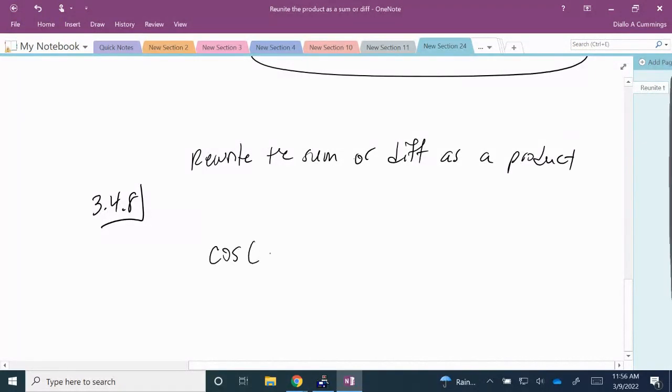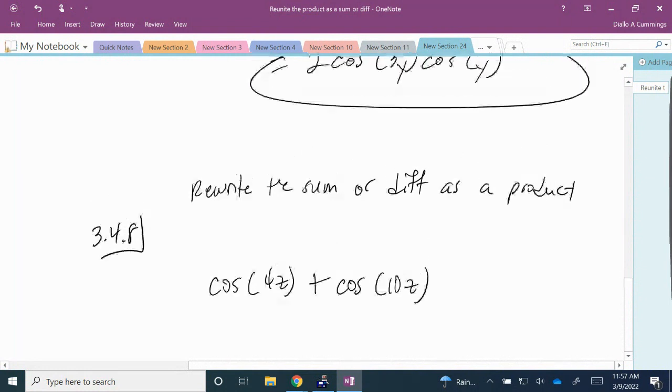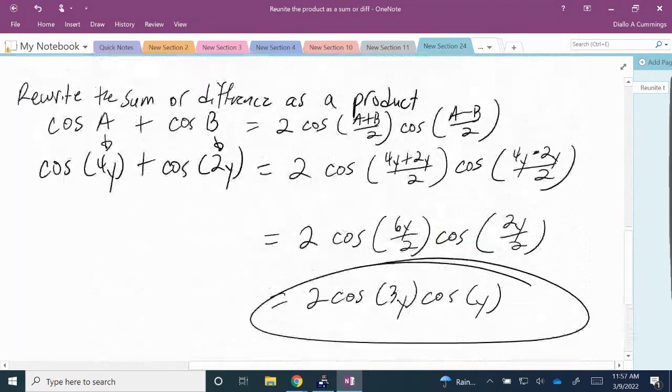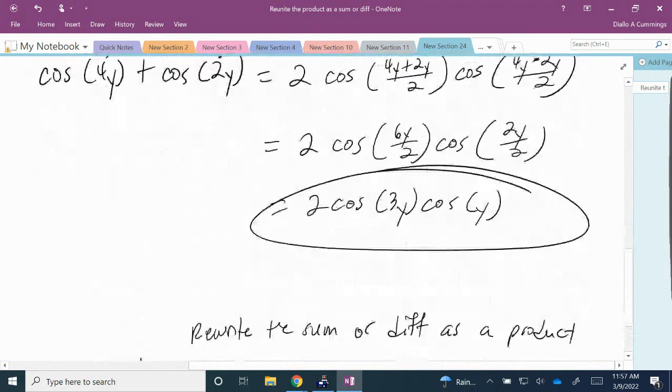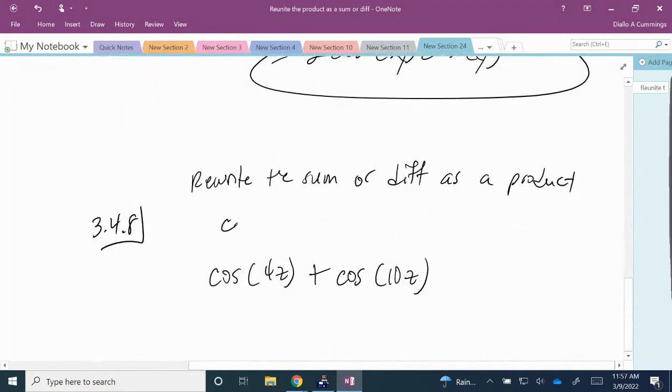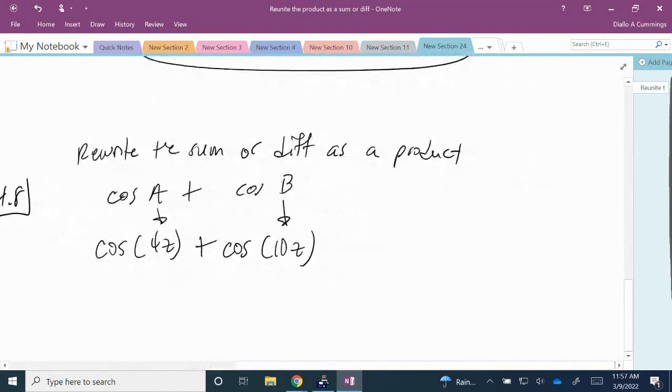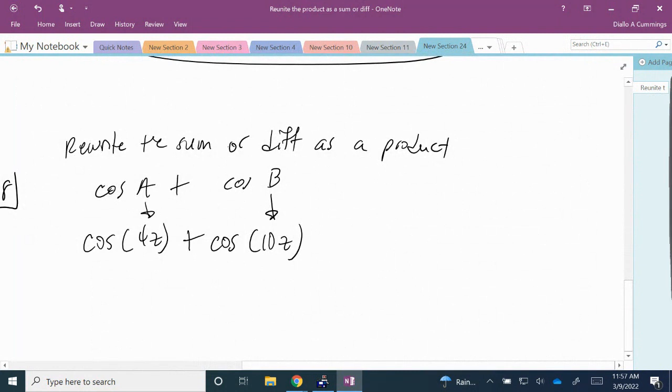So here we have the cosine of 4z plus the cosine of 10z. Right, so we're going to use the same formula that we did in the previous example, cosine 4y plus cosine of 2y. So the formula says that the cosine of A plus the cosine of B, right? So here again, there's no need to manipulate the formula. We're simply going to substitute A for 4z and B for 10z.